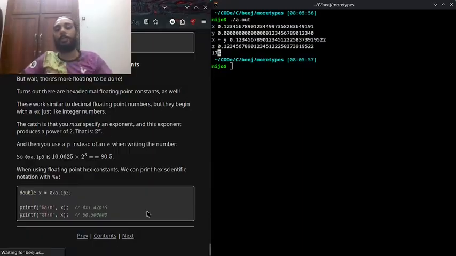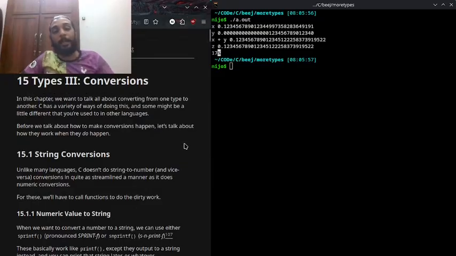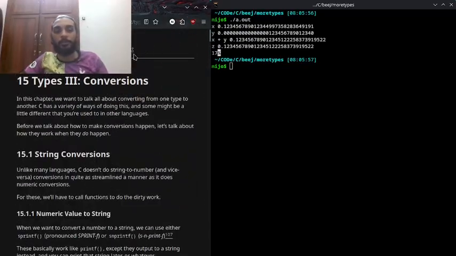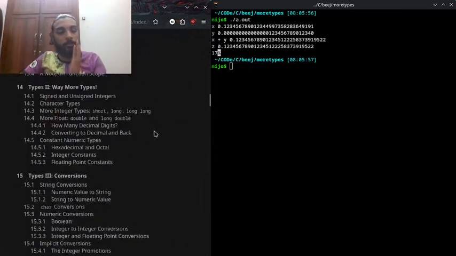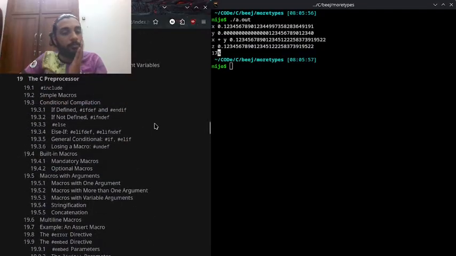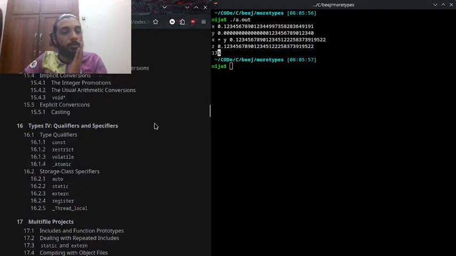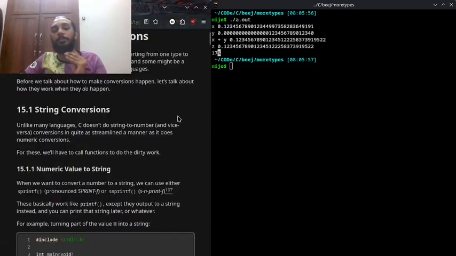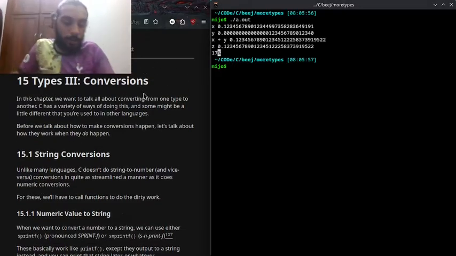That's the whole thing. Next up is conversions, and I believe conversion is okay. There are a lot of conversions. What else is there in conversions? After conversions, oh, qualifiers and specifiers. I'm going to do the conversion and finish out conversion. So yeah, that's all for types and more types.